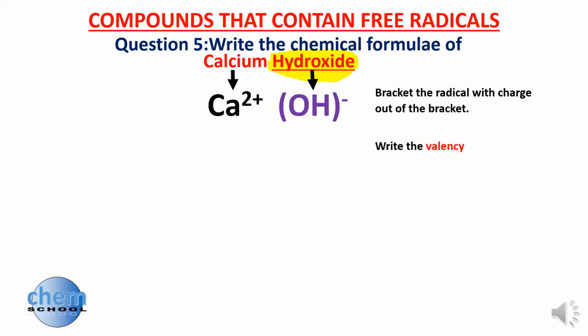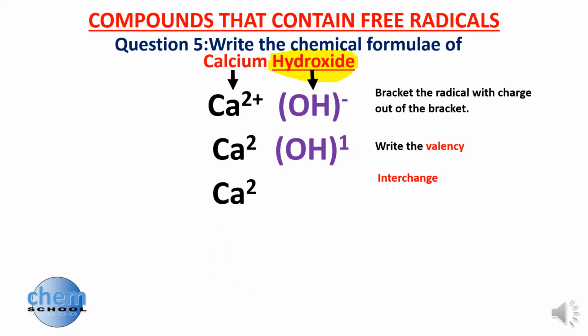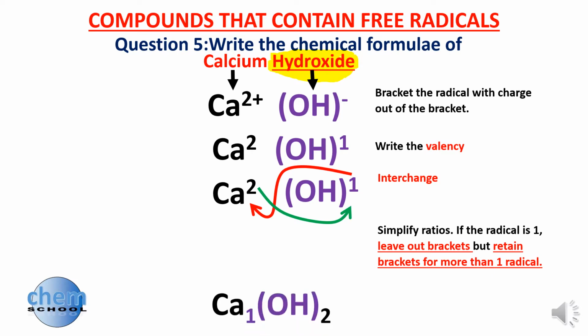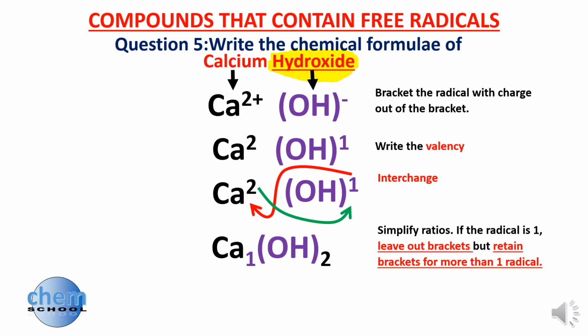Therefore, the charges, we change them to valencies, and they are simply written as shown. Then we interchange correctly, following the guidance of the arrows, and then we simplify and combine them. From there, calcium is only 1. Therefore, we simply write Ca, the symbol of calcium, and our final compound becomes Ca(OH)2. Notice that in this case, because the hydroxide are 2, we leave the bracket intact as it is.